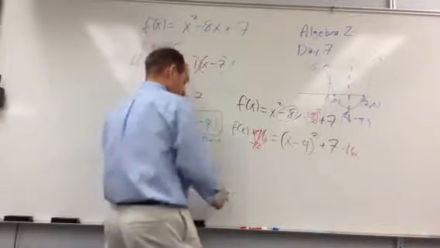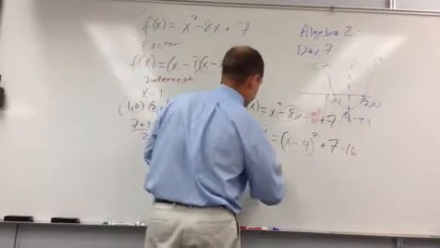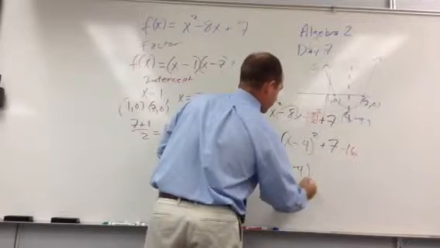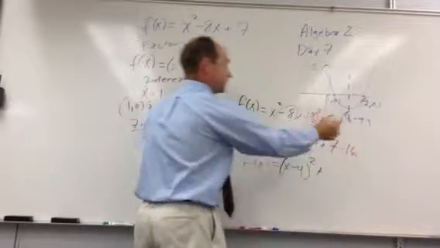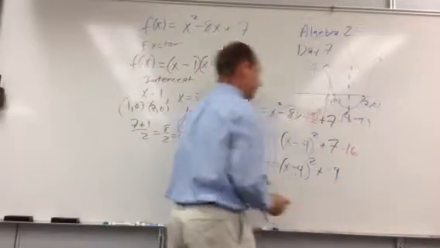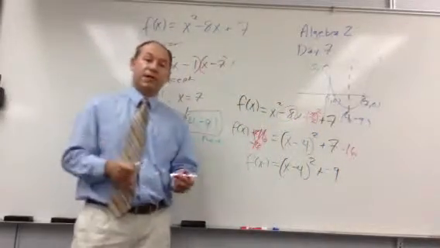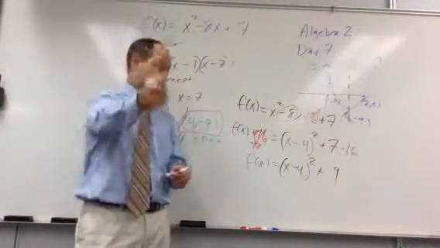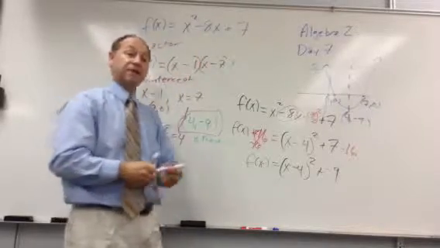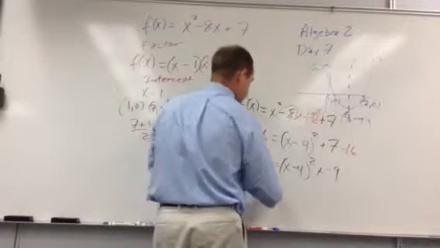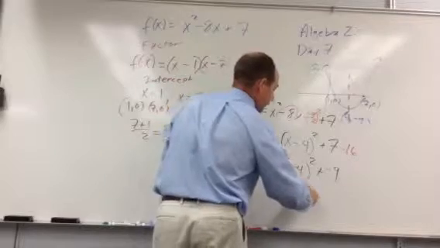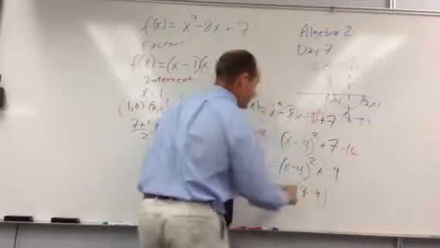So we get to this point, and now we know that f of x equals x minus 4, the quantity squared, plus 7 minus 16, which is negative 9. What form of the quadratic is that? That's the vertex form, right? And so that should tell us that the vertex is, again, 4, negative 9.